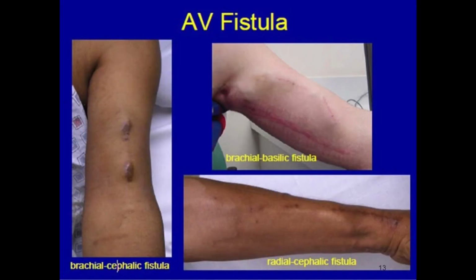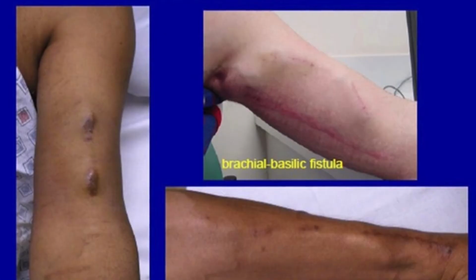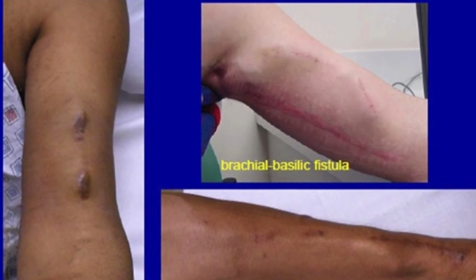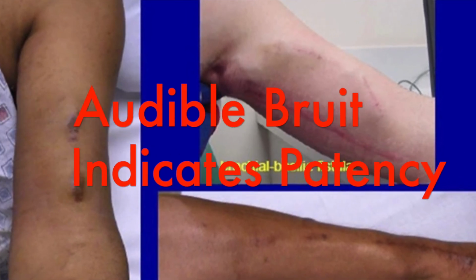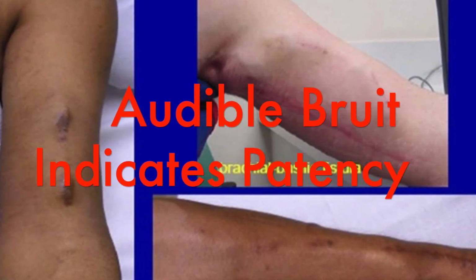Moving on to our arteriovenous fistula. Remember, a fistula is an abnormal communication between 2 epithelial-lined tissues. So you do an arterial to venous fistula. This will be the best access. Always remember that if there's an audible bruit over that fistula, it indicates that the fistula is patent.